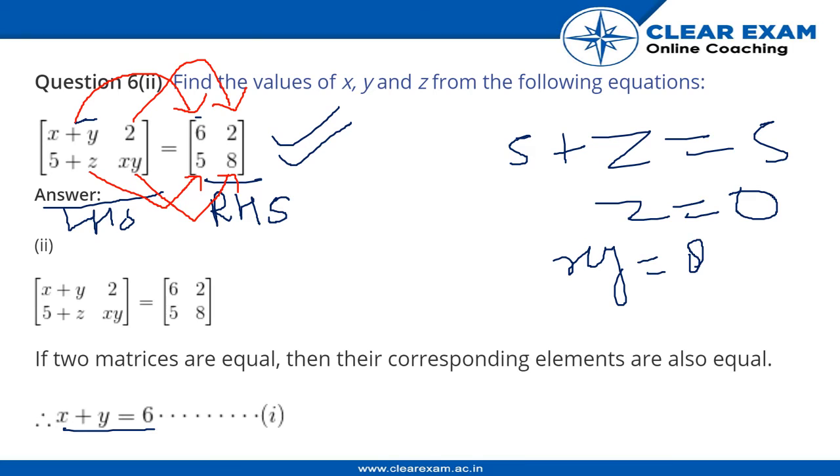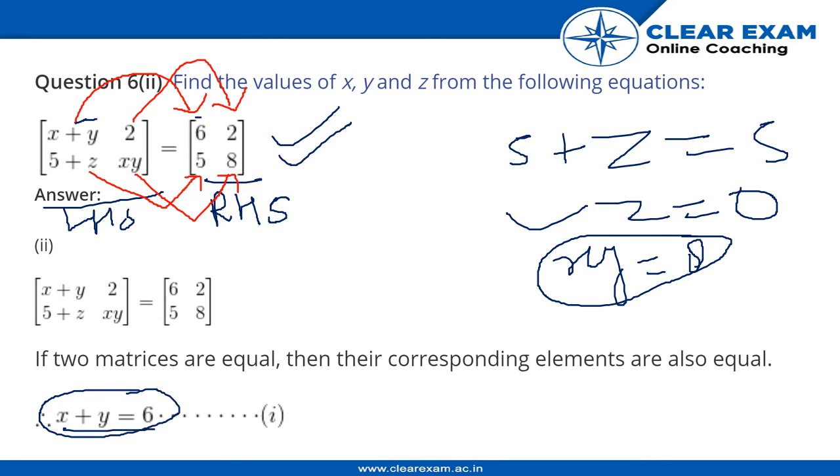Now we have already found the value of z, we have to find the value of x and y. So we have two unknown variables and we have two equations in x and y. We just need to solve them. So let us move to the next slide to learn how to solve these two equations.